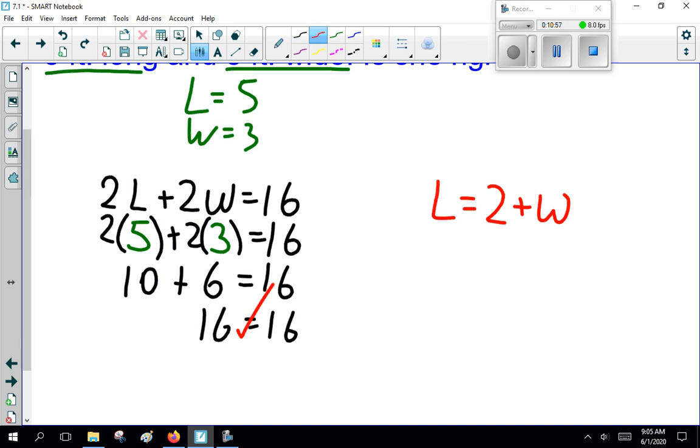Now, before we get ahead of ourselves, we've got to check the second equation because I'm a poopy head and I will do nasty things to you just because I enjoy hurting your brains.